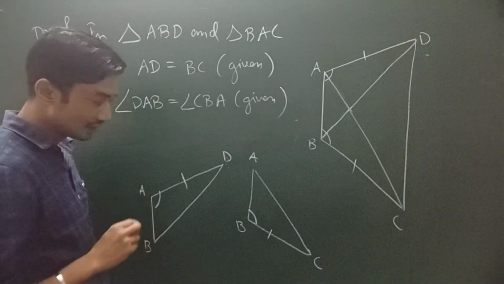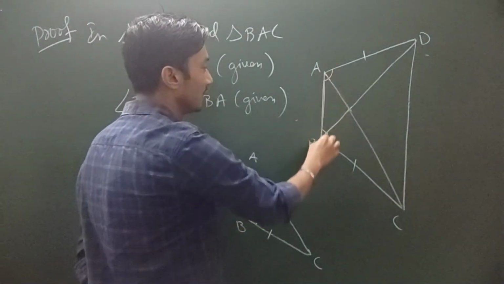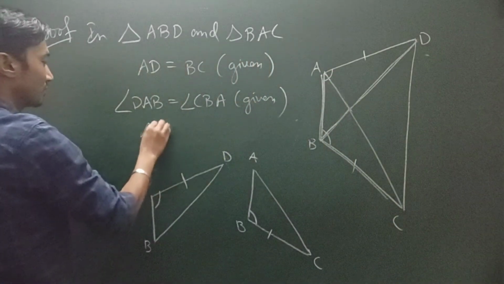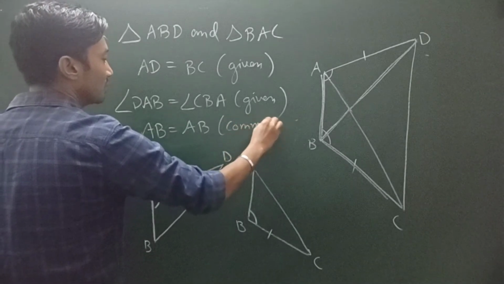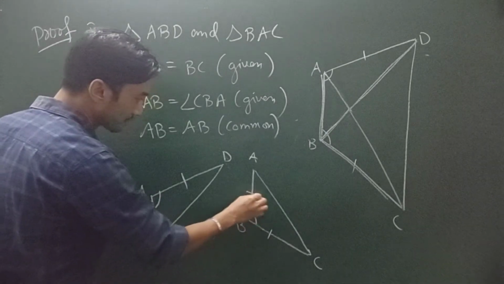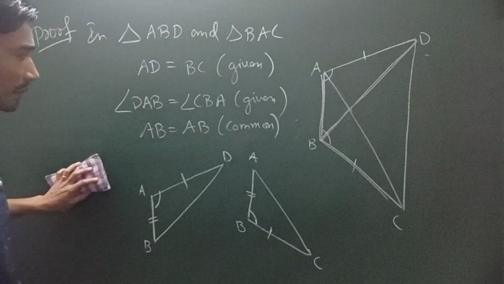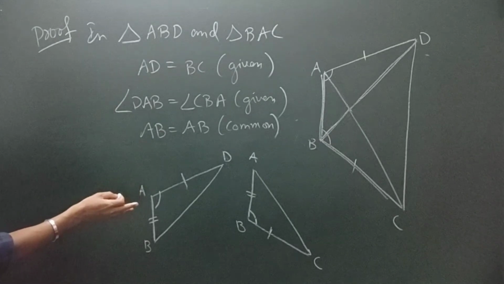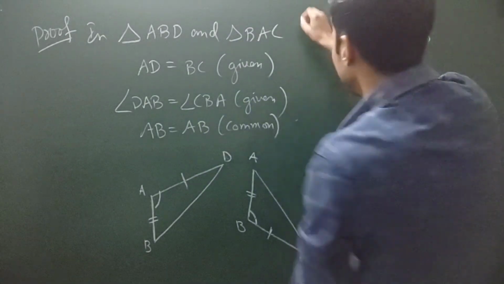Which one is it? Yes, AB. So if you can see here, AB in ABD and CBA, so AB becomes the common side here also. So AB is equal to AB, common. I'll just write in short, common side. So what do we have here? Side, angle. So here also I'll rub and write here because I need the triangle. I just don't need this anymore now.